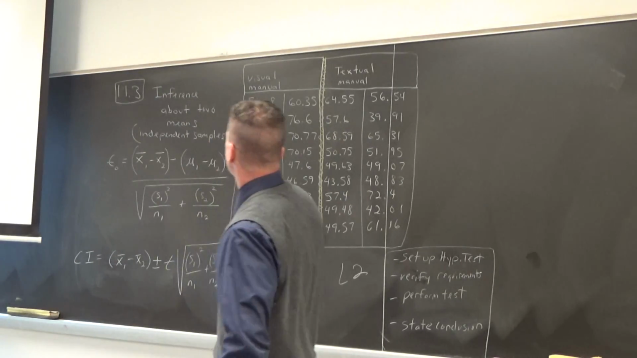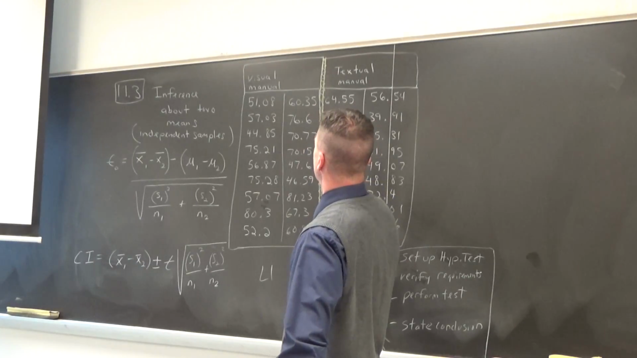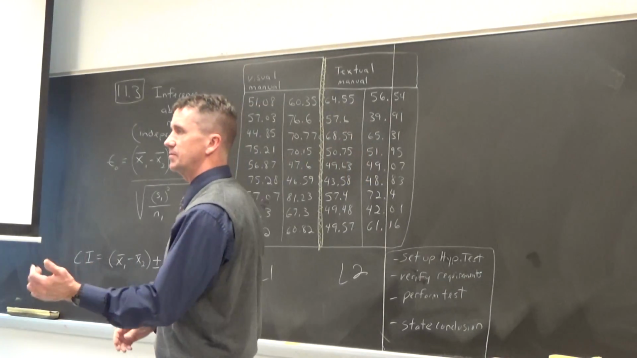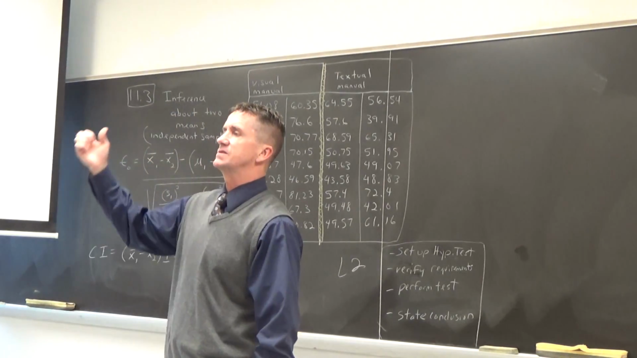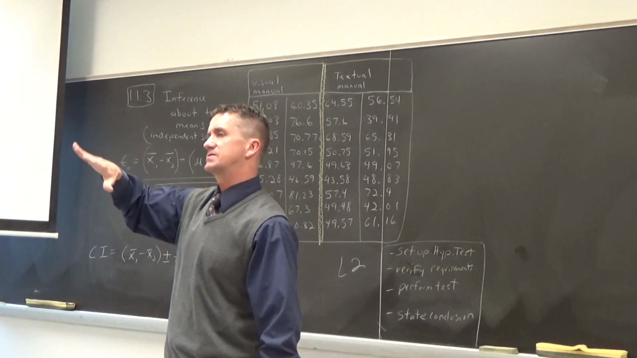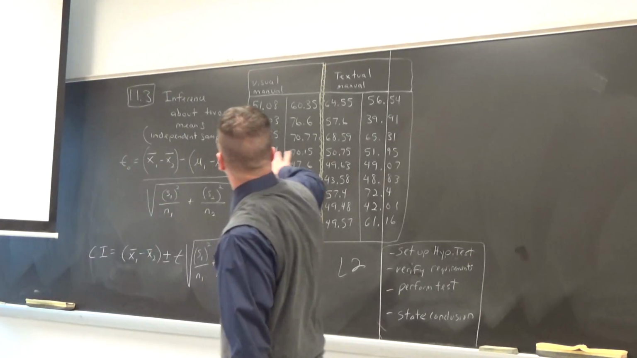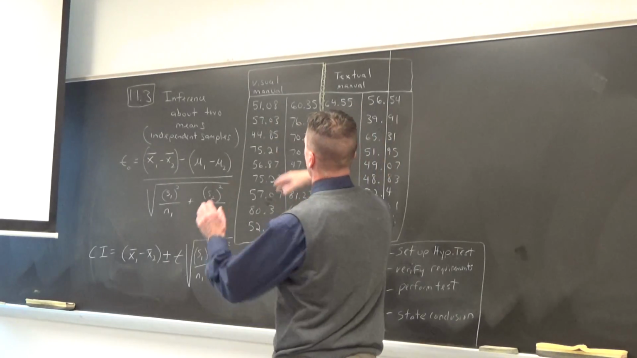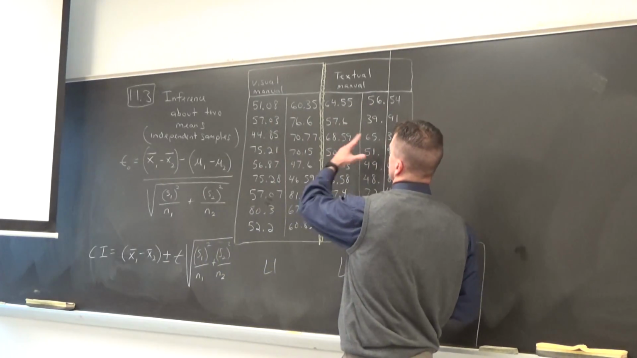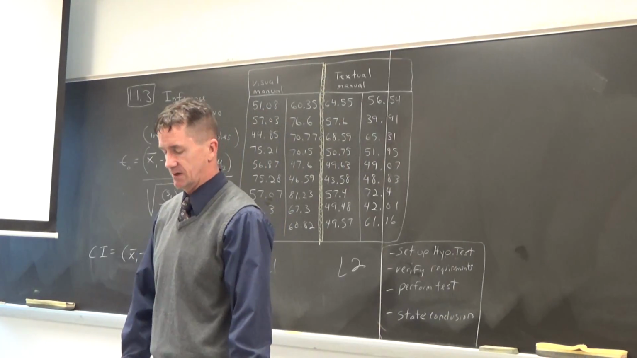In this problem we'll start with, someone's trying to see the difference in how different groups learn via a visual manual or a textual manual. So we want to see, is there a difference in how these two groups learn the material? They were randomly placed in each group. There was a total of 36 students to start with, but they randomly placed 18 of them in the visual manual and 18 of the students in the other group using the textual manual.